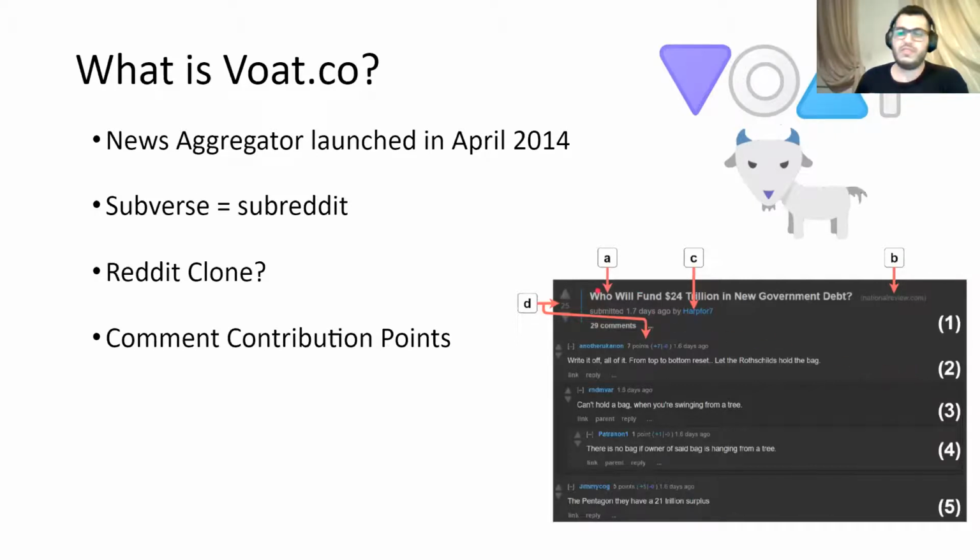Now, when people post a new submission, they can either post a link and a description or a title and a description. In case the submitter posts a link, then the title of that source becomes the title of the submission, and it's a direct hyperlink to that source. Also, the source is shown here at B, nationalreview.com. Also, the username of the submitter is shown there, and users can upvote or downvote both the submission and the comments as shown here at D.